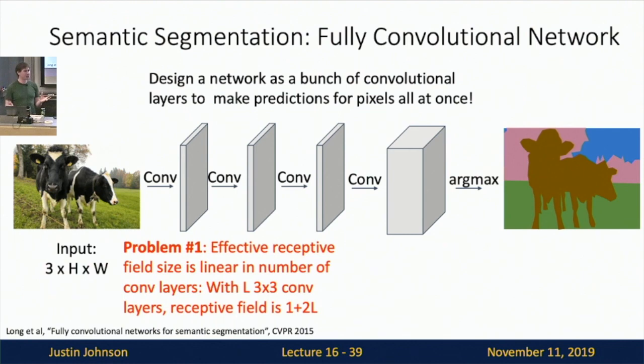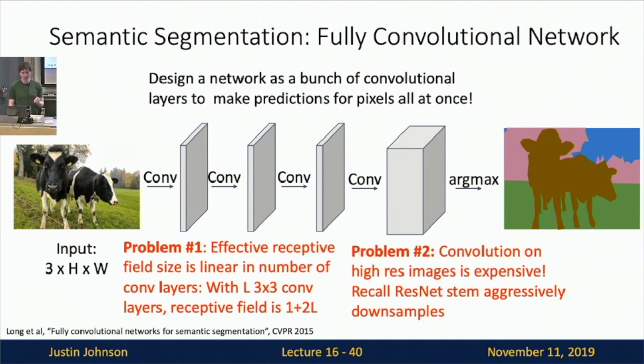So if you generalize that argument, then you see that stacking L 3x3 convolutions on top of each other will give us an effective receptive field size of 1 plus 2L. And that means we would actually need a very large number of layers in order to get a very big receptive field size. And the other problem here is with computation.